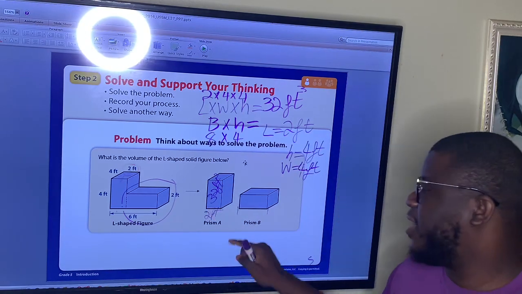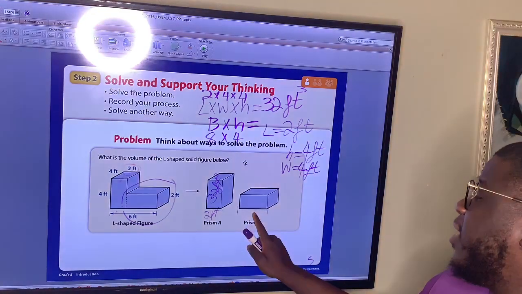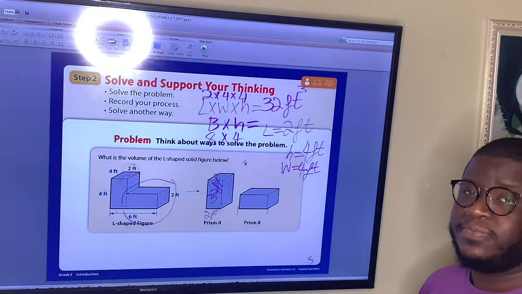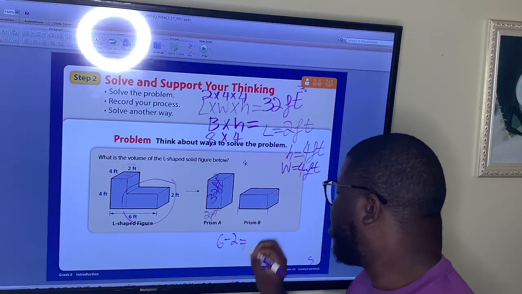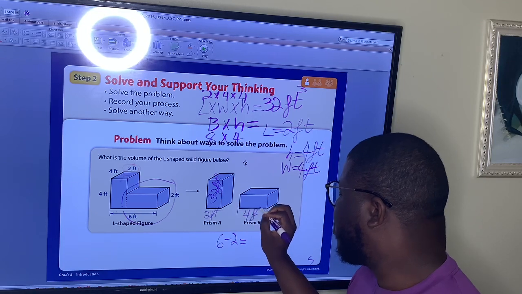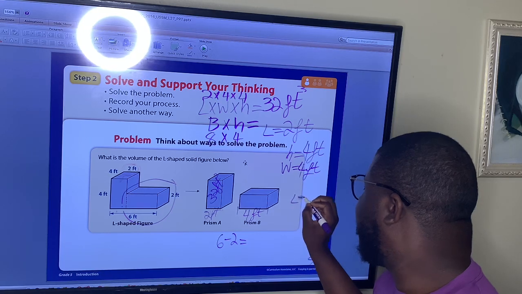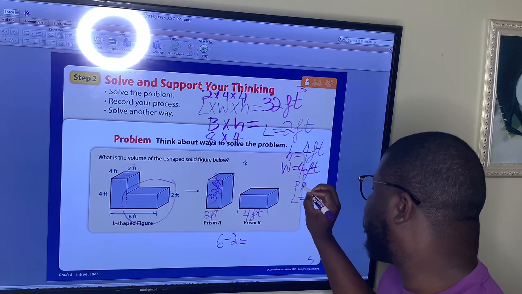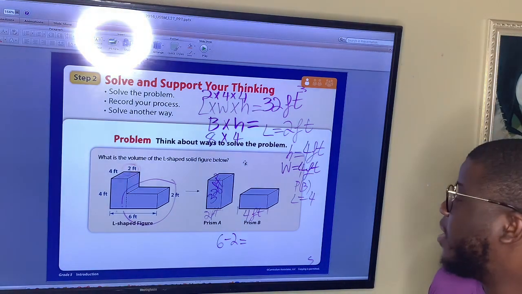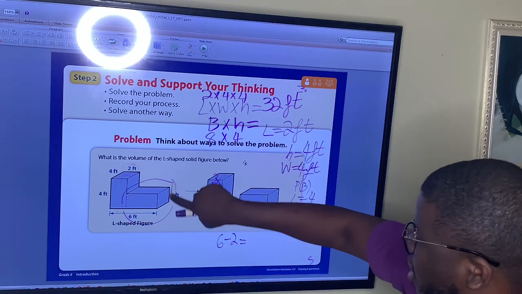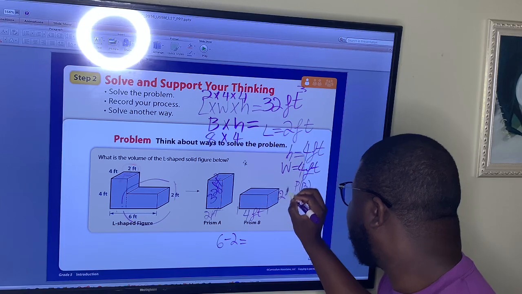If this here was 2 feet and the whole entire thing together was 6 feet, what would you do to find the length of this prism? Exactly, you will subtract 6 minus 2 to give you the remaining part, which is 4 feet. Now let's work on prism B. The length of prism B will be 4 feet. The height of prism B is right over here. How tall is that prism? The height of prism B is 2 feet.